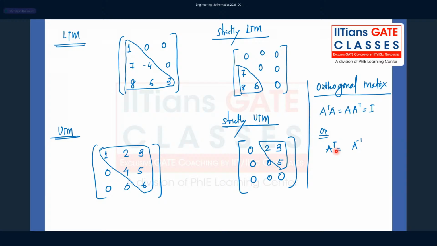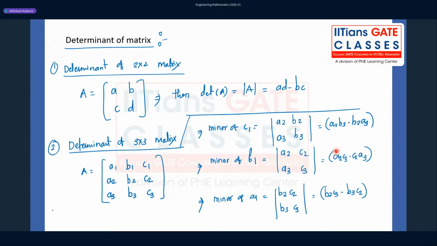Let me proceed to the next slide and we'll talk about the second part of this chapter, which is the determinant of a matrix. Write down the heading: determinant of a matrix. Determinant is a numerical representation of a matrix, you can say. When the determinant is non-zero, we call it a non-singular matrix, and when the determinant is 0, we call it a singular matrix.